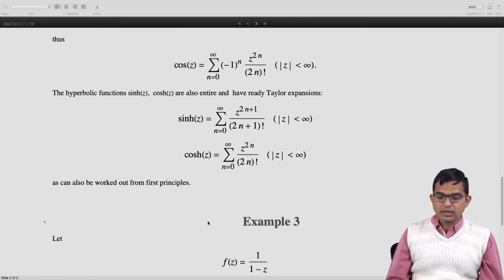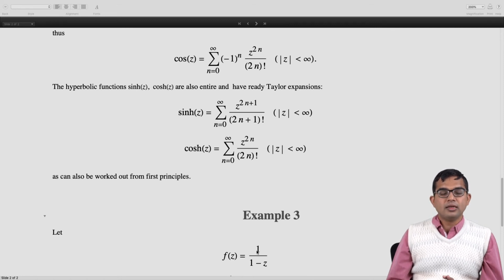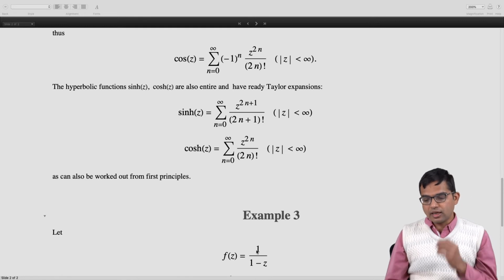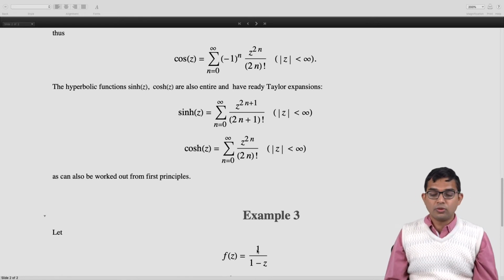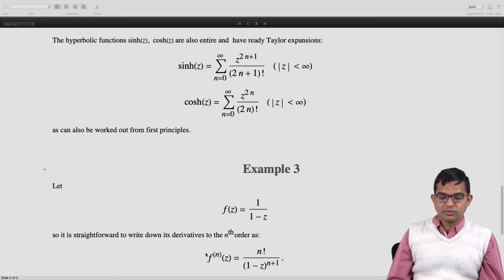Okay, so let's look at another example. Now this time we look at an example of a function which is analytic, but it's not entire. It's analytic in a region, right? So we see that 1 over 1 minus z is analytic everywhere except at the point z equal to 1. So if you're looking at its derivatives, it's straightforward to write down these derivatives explicitly.